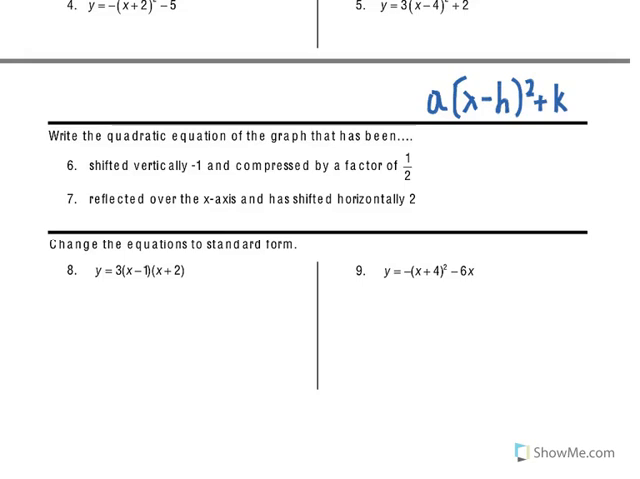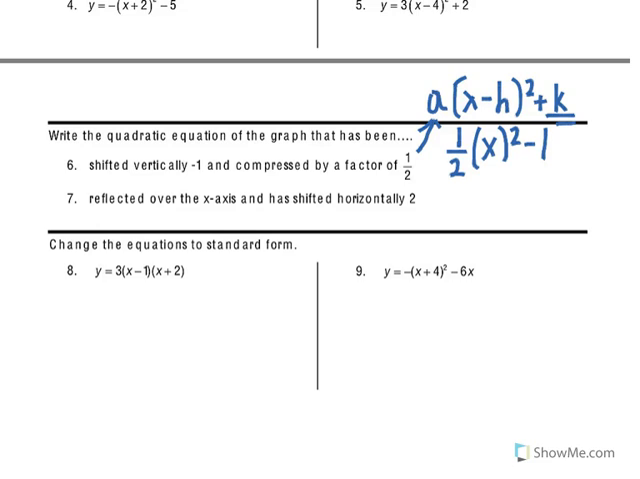So if it's shifted vertically and compressed by a factor of 1/2, well, the compression goes in the front, so it's 1/2. Then we have shifted vertically. The vertical shifts are always the last number, so we don't have any left-right shift or horizontal shift, so we're going to just put x squared, and then it's shifted vertically by -1, so it's just -1.